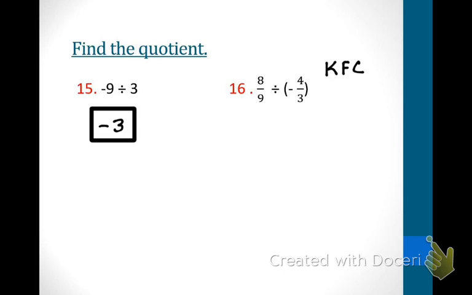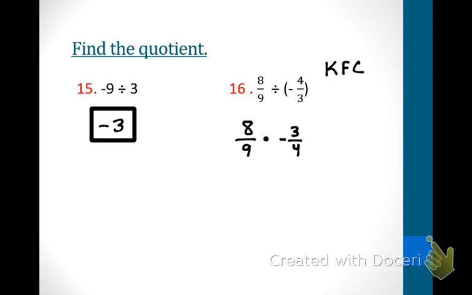So Taylor, help us understand what we're doing. You put down 8 over 9, and then you put a dot for the multiplying sign. Okay, we keep the first one, change the operation, and flip the second one: negative 2 over 4. Good job. You can put a little dot there or the parentheses. Both of those mean to multiply.